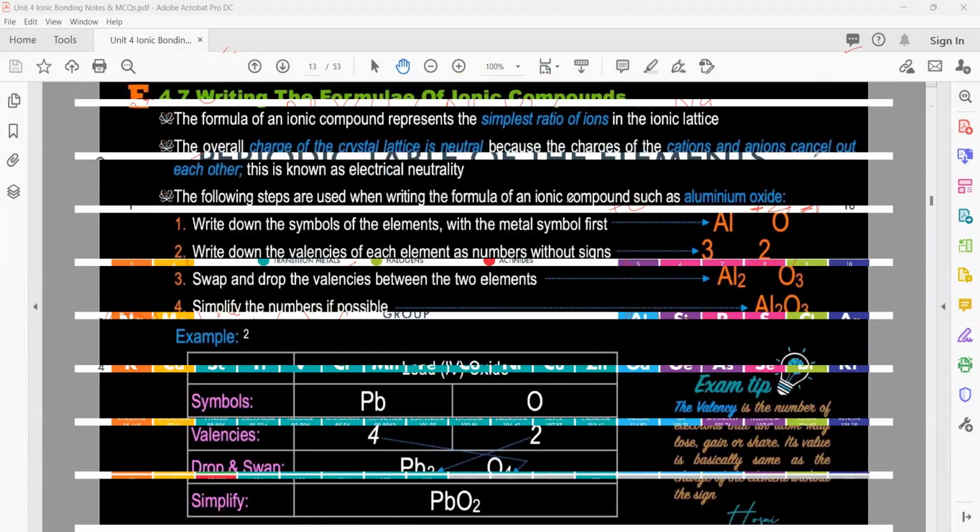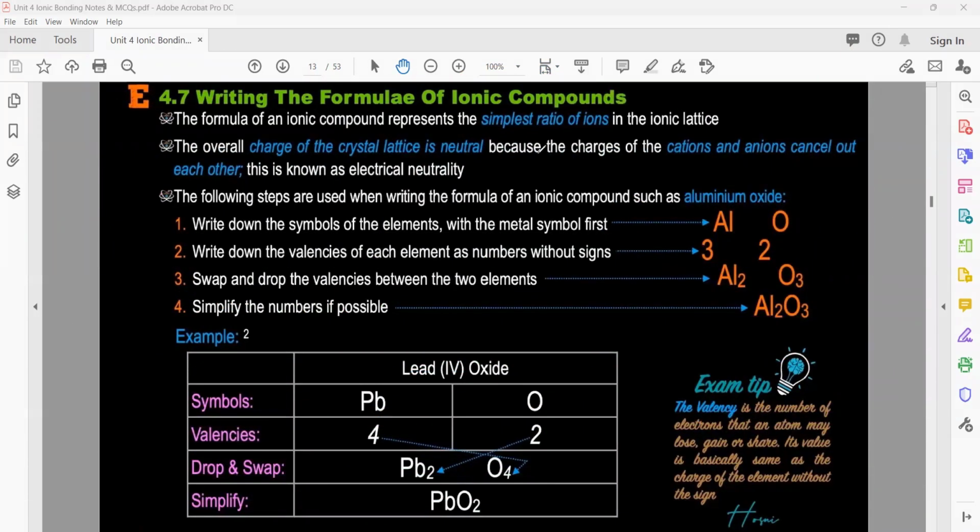Please confirm. So here we were talking about how you can write the formula, and we gave the example of aluminium oxide. Now they have given another example, that is lead oxide. Lead is plus 4, we discussed in group 4, and then oxygen is 2. So this 2 will come here, 4 will go here. So you make a formula: Pb2 and oxygen 4. If this is 2, this is 4, you can simplify it. Divide both by 2. So you will get PbO2. This is simplification.